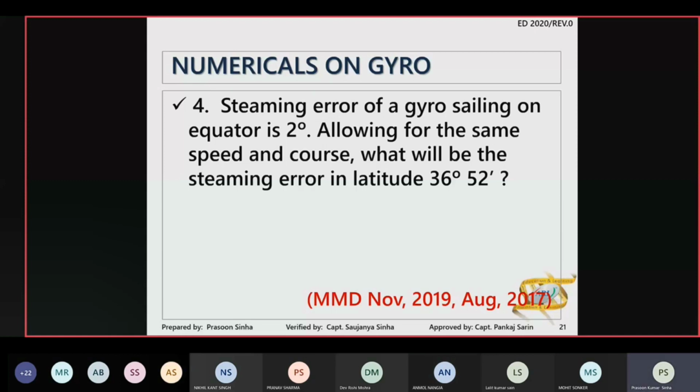Okay. So this question does not involve the two formulas that we are talking about so far. This requires another kind of approach. Steaming error of a gyro sailing on equator is 2 degrees. Latitude is 0. Course not known. Speed not known.